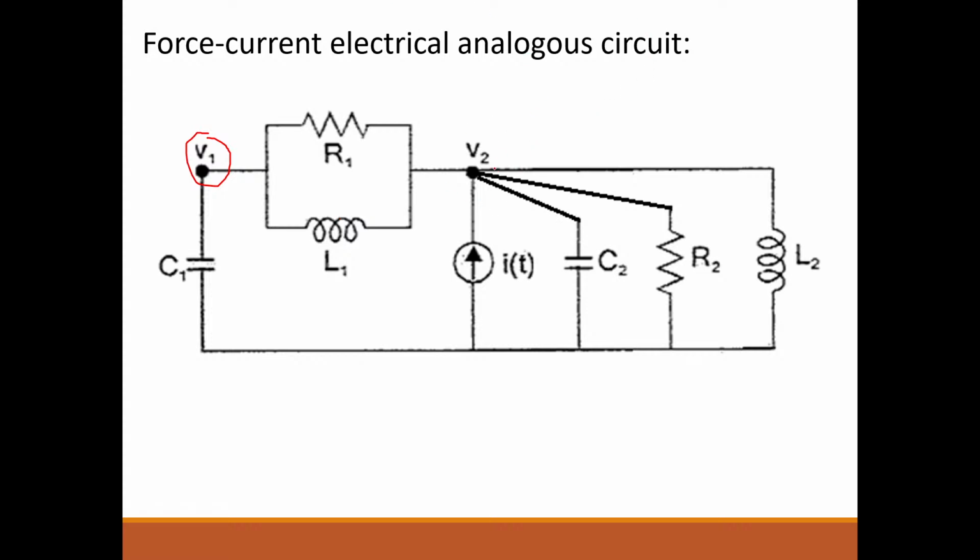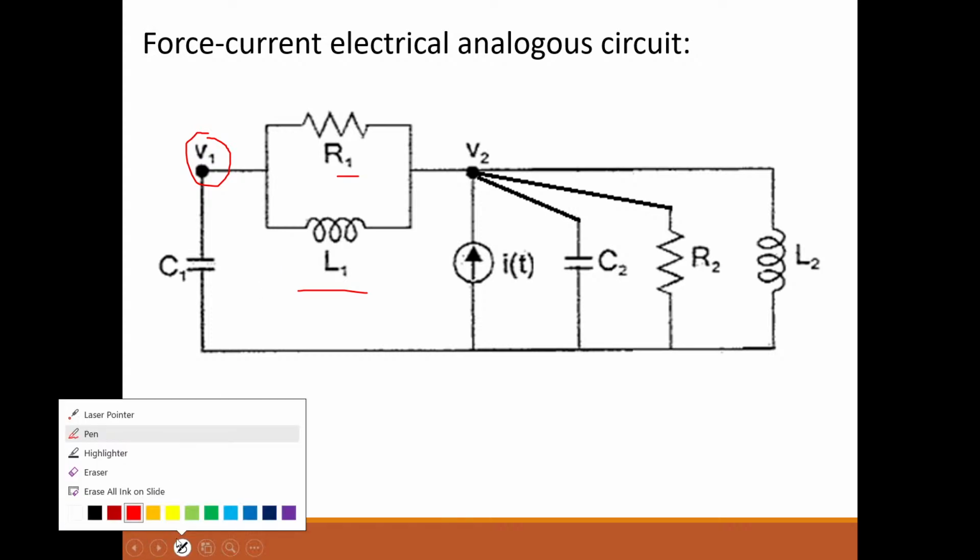At node 2, nodal equation or applying KCL at V2. There is a source I of t. So I of t is equal to C2 into dV2 by dt plus a resistor 1 by R2 V2 plus an inductor 1 by L2 integral of V2 dt plus R1 connected between V2 and V1. Therefore 1 by R1 into V2 minus V1. L1 is also there. So 1 by L1 integral of V2 minus V1 dt equal to what? Already I have told you, that is equal to I of t. So these are the two equations that you will get.